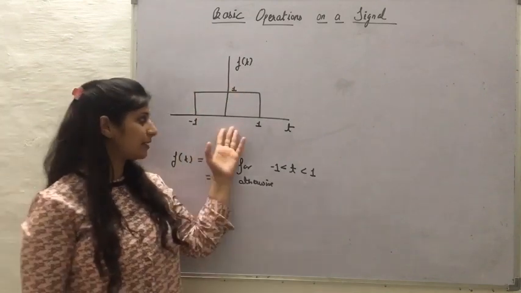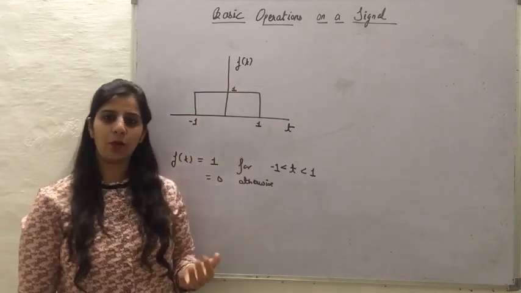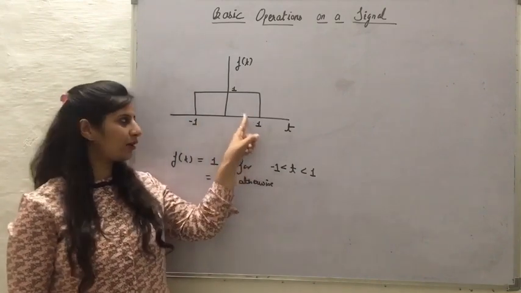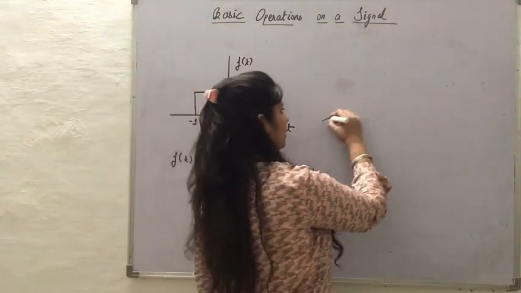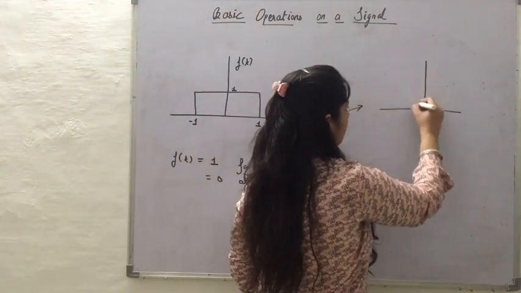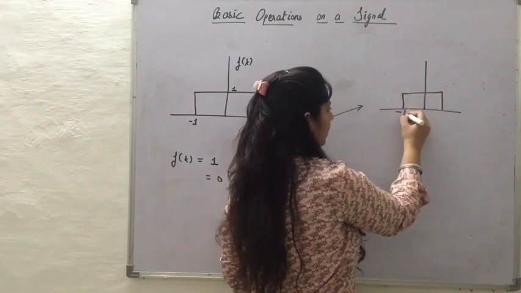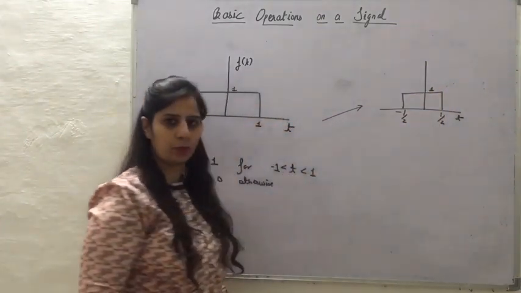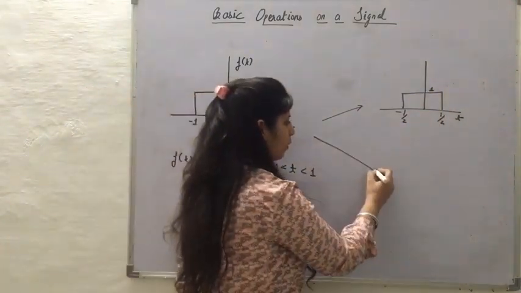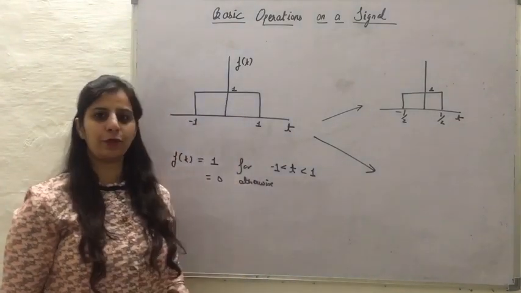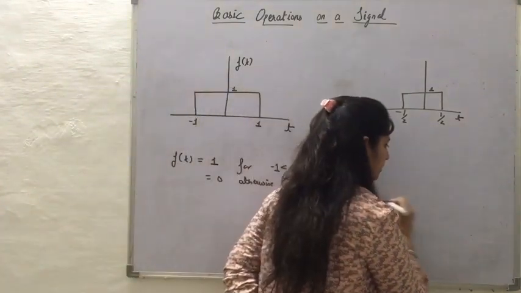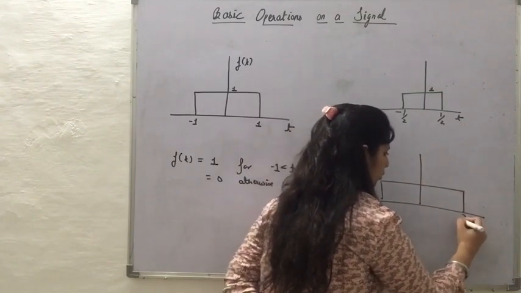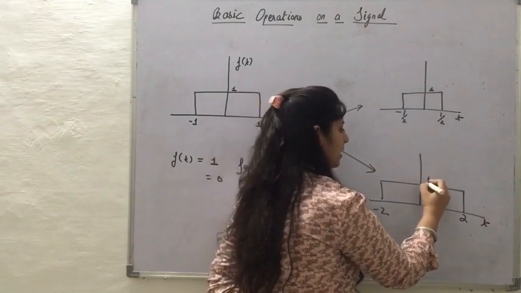Now when I am processing this signal, it could happen that I want a signal that occupies only half the time duration and has the same amplitude. That means a signal which is like this, going from minus 1 by 2 to 1 by 2 on the time axis and has an amplitude 1. Or it can also happen that I want a signal that occupies 4 time duration. So it could be a signal which is like this, going from minus 2 to 2 on the time axis and has an amplitude 1.